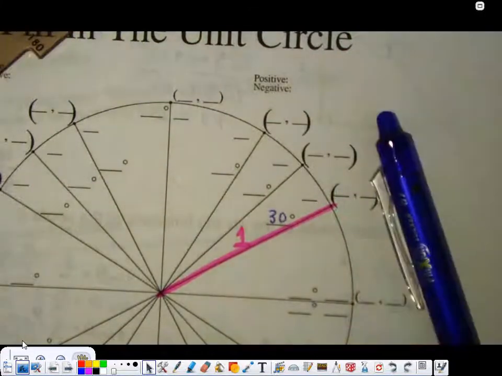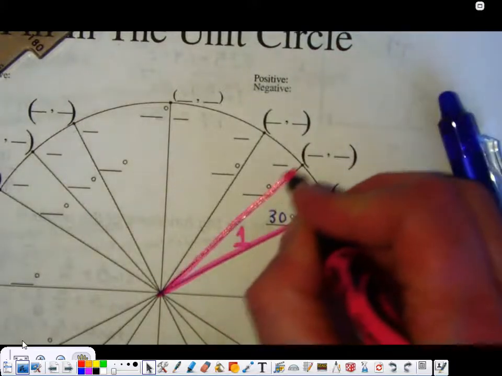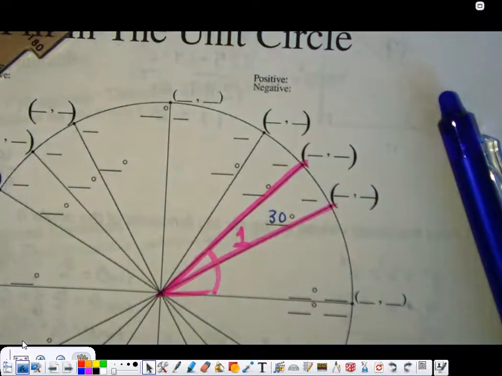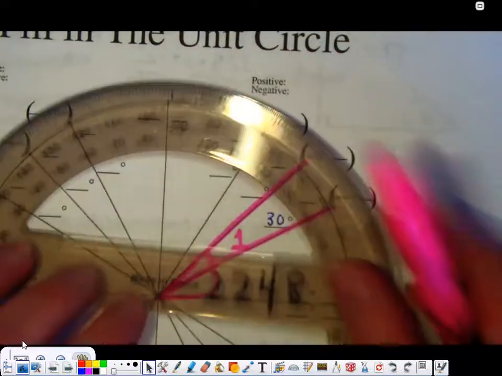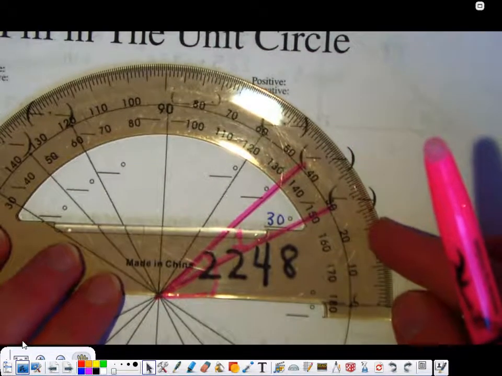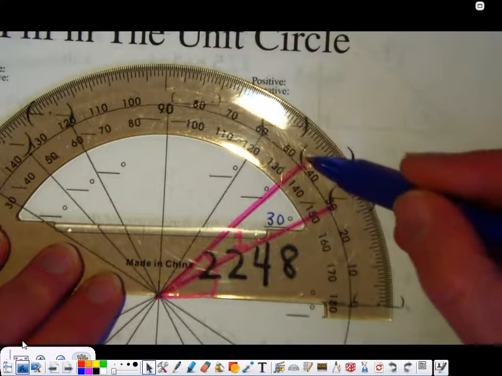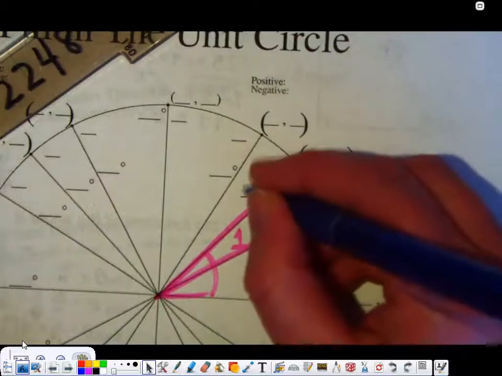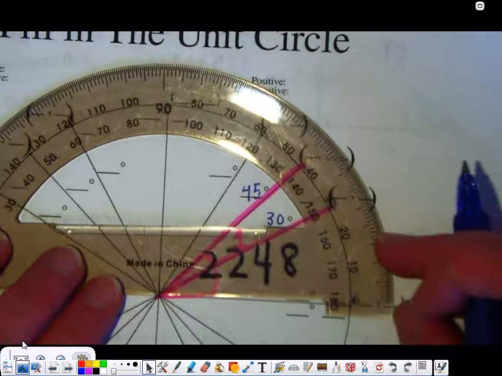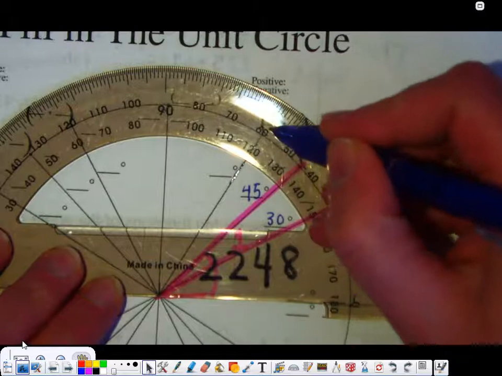And then I'm going to measure this next one. See how wide that is from here to here. All the pink lines that I've drawn so far have a length of 1 because it's called a unit circle. So we call that a length of 1. And if I look at this guy, it looks right between 40 and 50. So this guy is a 45-degree angle. And the next little guy, the one that goes right here, it looks like it's hitting right on the 60.